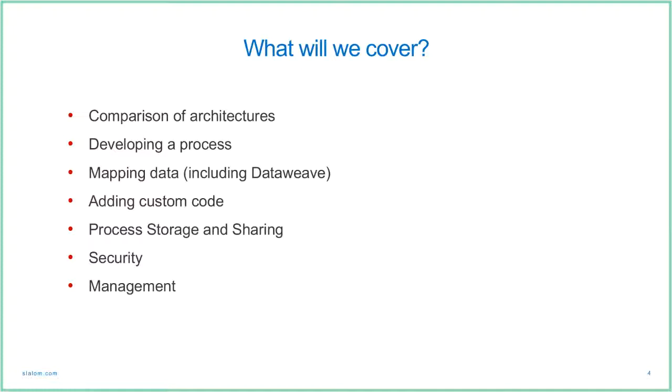We'll then look at developing a process and how that would work in each of the tools. We'll take a look at mapping data and how that varies between Boomi and MuleSoft, what the options are. A quick look at adding custom code. We're not going to write Java code today, but we'll have a look at how that's possible. We'll look at process storage and sharing because it's done quite differently, philosophically, between the two platforms.